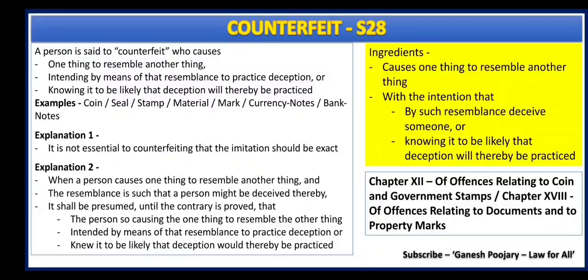So before concluding, in a nutshell, we should understand what is counterfeit, and I will repeat, there is one original thing, maybe a coin, and one person creating a resemblance of that. So he is creating a coin by himself. Now a coin cannot be created by just any person. That is not allowed. But he creates one. And why does he create the resemblance of a coin? Because by using that coin, he wants to deceive someone, or he is aware that that particular coin created by him can be used to deceive another person. Now with that awareness, if he is creating it, then that is counterfeit, and that is an offence which we are going to understand under chapter 12 as well as chapter 18.